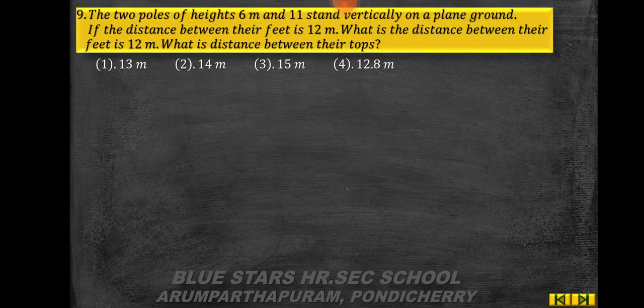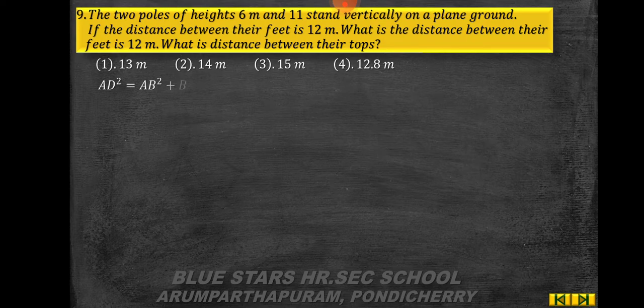Question number 9. Two poles of heights 6 meter and 11 meter stand vertically on a plain ground. If the distance between their feet is 12 meter, what is the distance between their tops? Option 1 13 meter, option 2 14 meter, option 3 15 meter and option 4 is 12.8 meter.